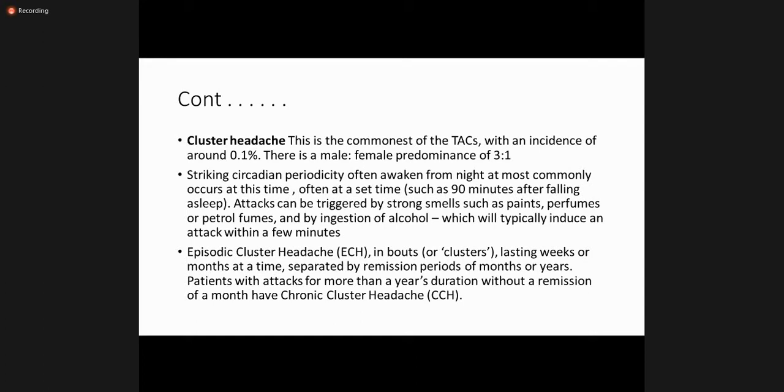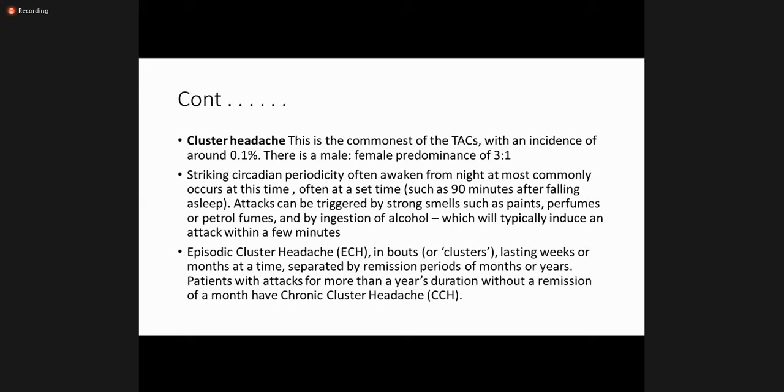There is a type of episodic cluster headache, which occurs in bouts and clusters. Why is it called a cluster? Because there are episodes of recurrent headaches lasting for weeks or a month at a time, and then separated by a remission period of a month or year. So they occur in bouts for a few days to months, and then there is a period of remission. Then there is no headache, lasting about a month to a year, and then we again have a recurrent attack or bout of the headache. That is why they are termed cluster headaches.